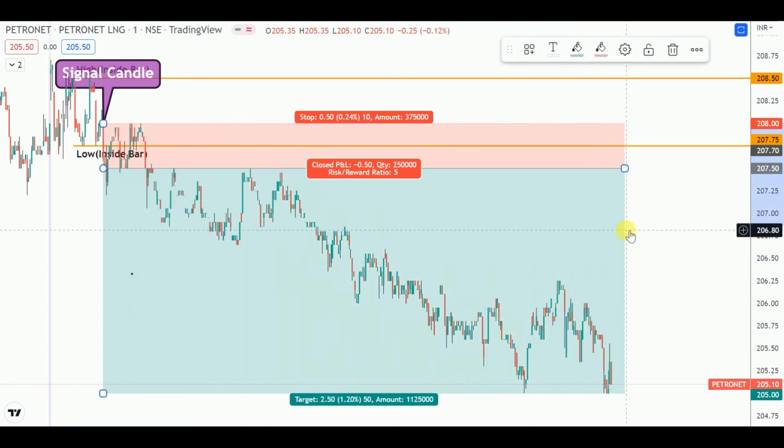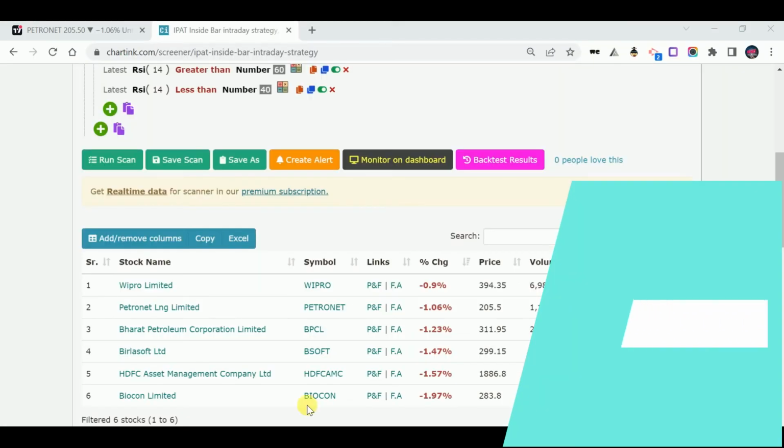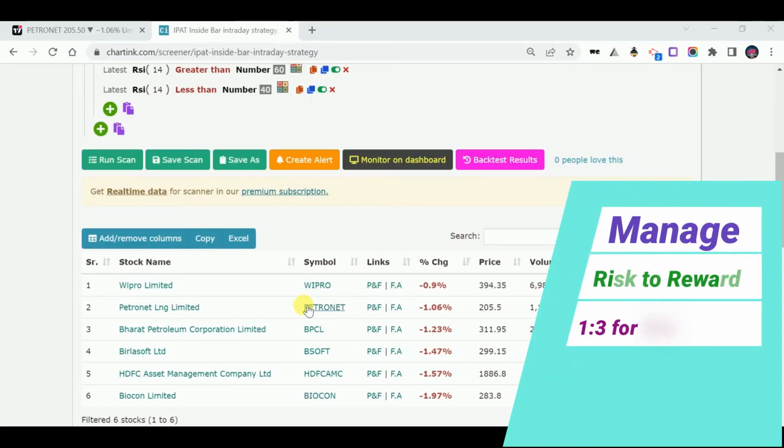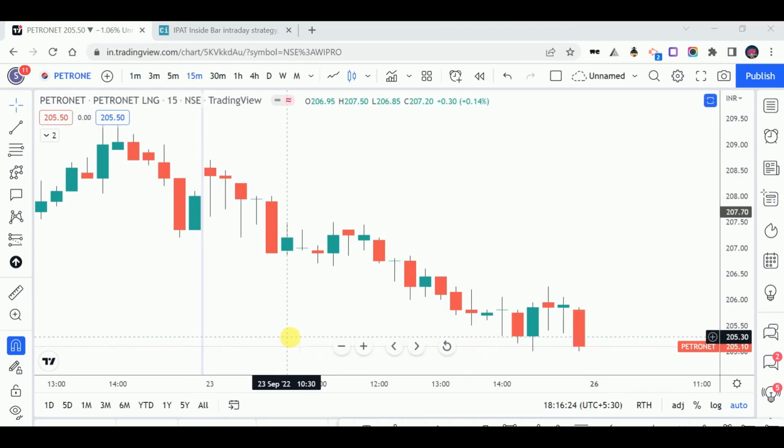So this is the power of this intraday strategy. We are going to look at some examples as well. The one example that we saw was Petronet, which is the latest example. So we are going to follow the same guidelines.